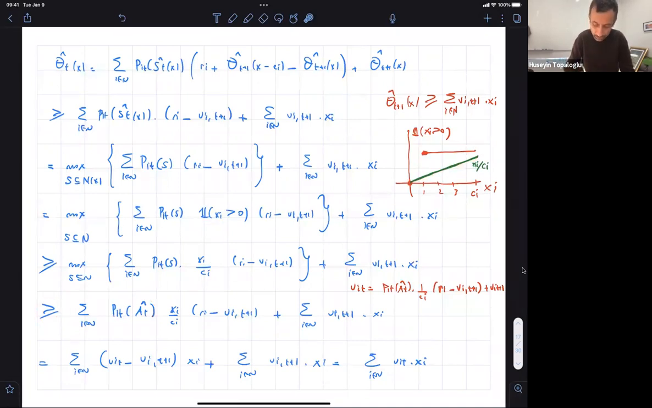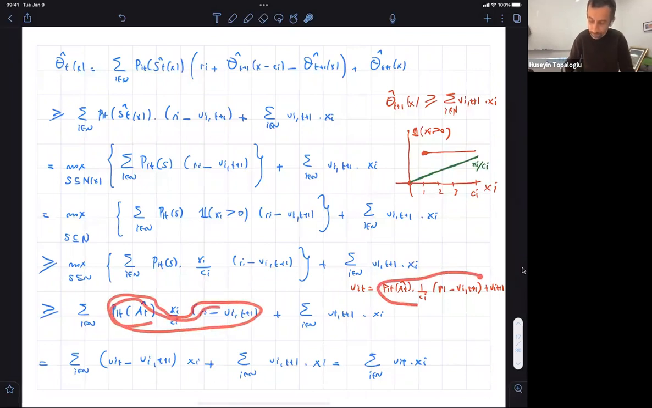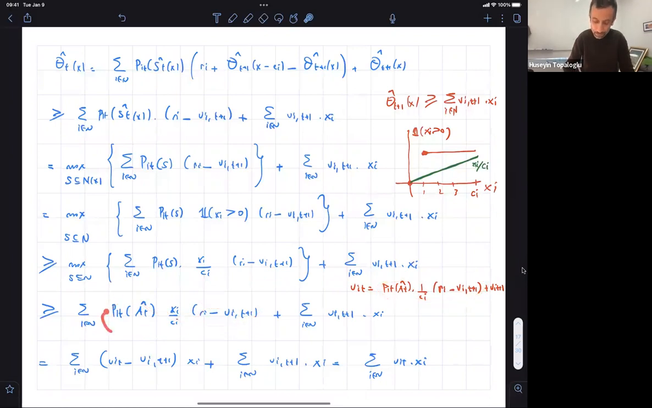And then we finally realized that this term is appearing in the updates that I use for my bid prices. So this term is nothing more than the difference of the value functions at the two successive time periods. That's what we obtain. And adding this and this gives me the linear function at the next time period. So this is the first inequality that we wanted to show.